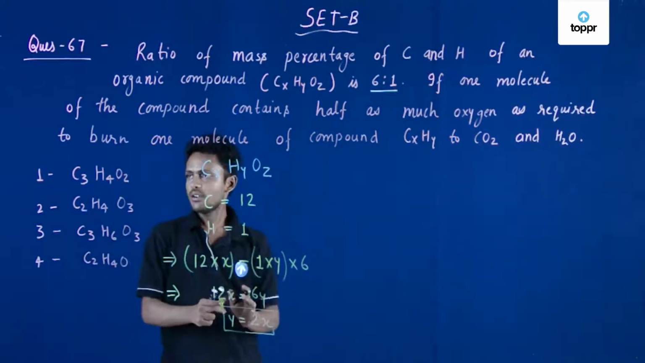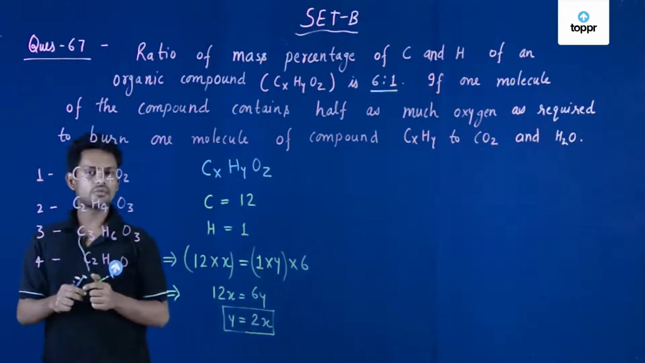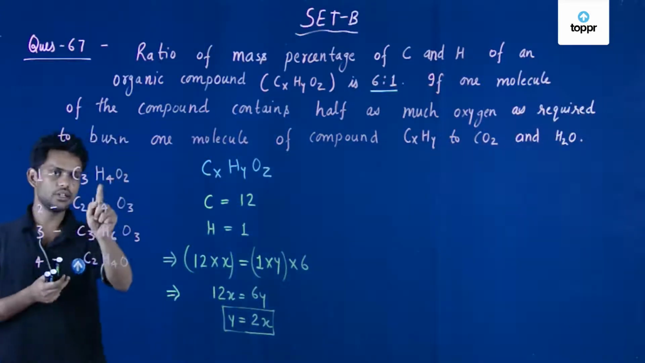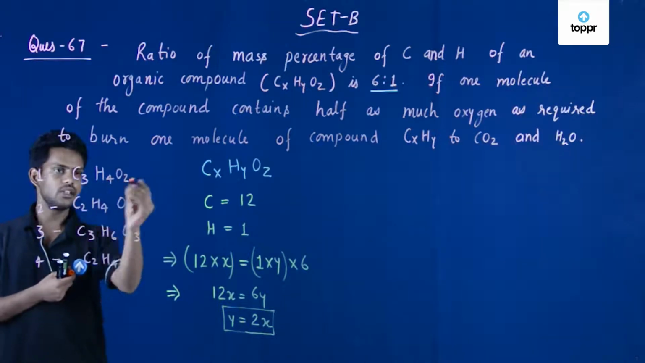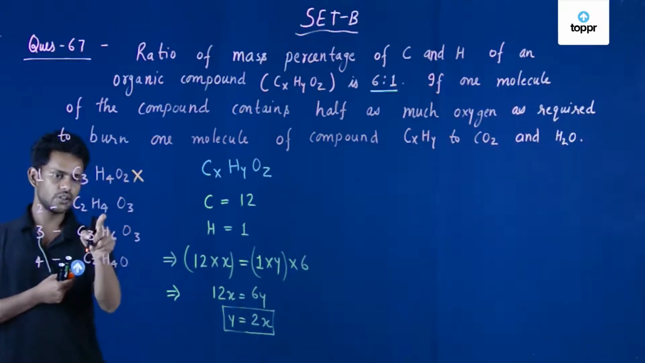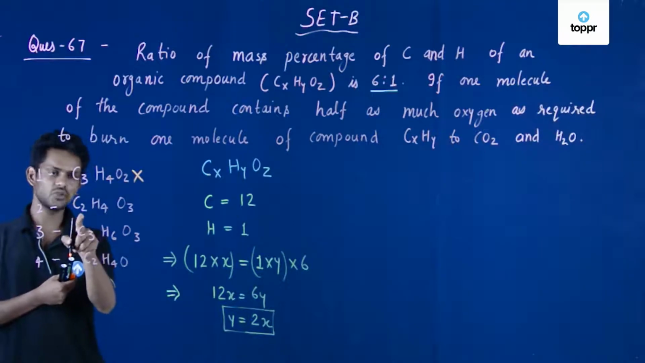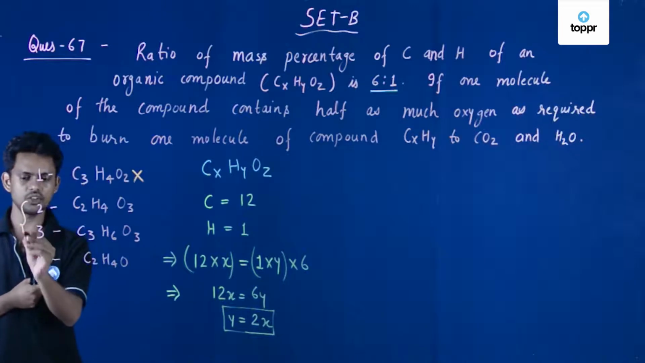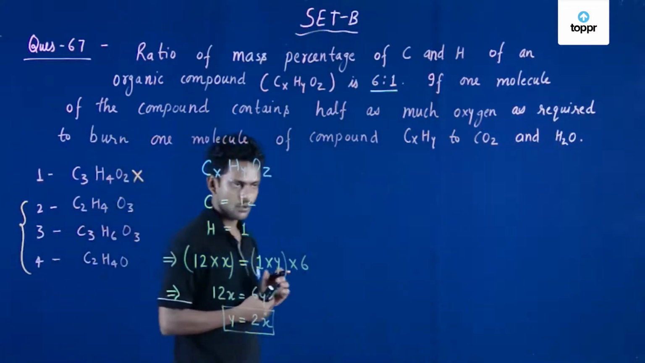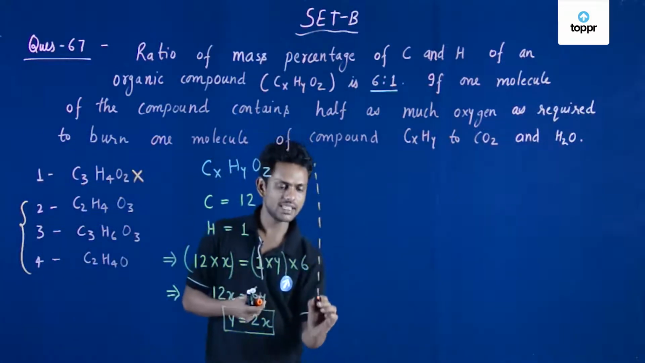So from here only we can exclude some of the options. In this option I don't have y equal to 2x, so this is the wrong option. Here y is 4 and x is 2, so y is twice of x, so this can be correct, this can be correct and this can be correct. So we are left with 3 options, we have already eliminated one. Now let us move forward to the second information.